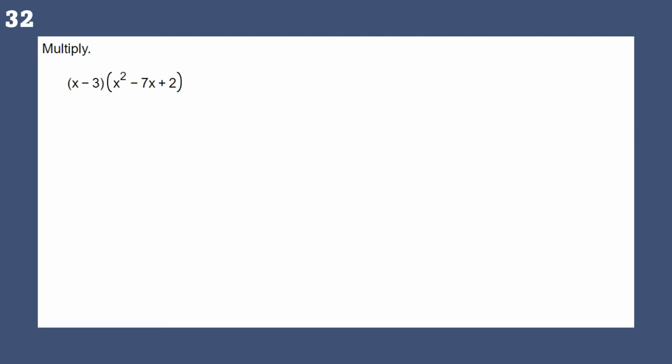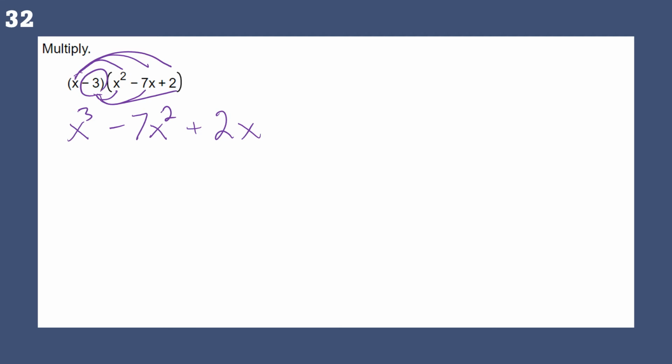We're going to multiply these two polynomials together. Now, it's not just one thing we have to distribute, because this is a binomial multiplied by a trinomial. So two terms multiplied by three terms. So I'm going to distribute the first thing to all three things in the second set of parentheses. I'm going to do that with the x first, and that would give me x cubed minus 7x squared plus 2x. The next thing I'm going to do is multiply the negative 3 by the three things in the second set of parentheses.